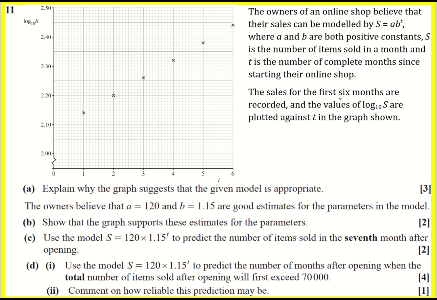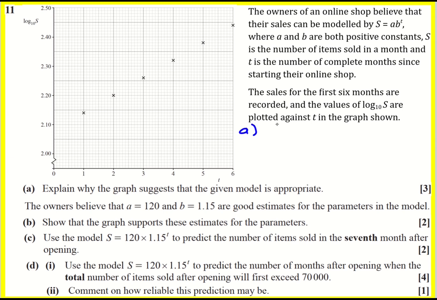The sales for the first 6 months are recorded, and the values of log to base 10 of s are plotted against T in the graph shown. Explain why this suggests the given model is appropriate. Well, we clearly have something that is close to a straight line, but why does that mean it's an exponential?